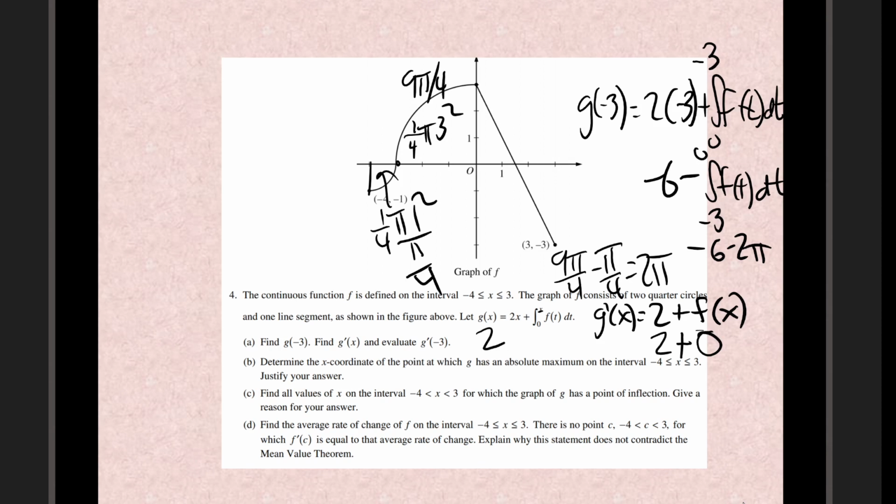Cool. A down. That was a heavy A. A is often an easy question. Here it was not an easy question. All right. For B, determine the x-coordinate of the point at which g has an absolute maximum. So for this, what I should do is make a little table here and test all of the values where I have critical points or endpoints. So -4, -3, like 1.5 and 3.